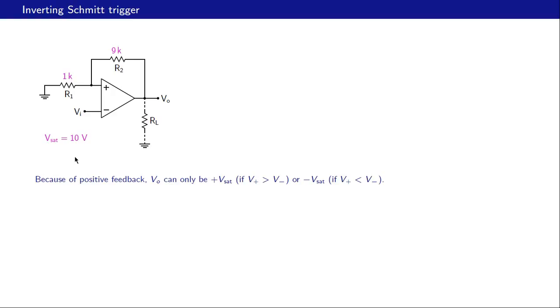Now as we have seen, because of positive feedback, VO can only be either plus Vsat or minus Vsat. It will be plus Vsat if V plus is greater than V minus, otherwise it will be minus Vsat. Now let us take an example, say Vi equal to 5 volts, so we have 5 volts here, and figure out whether the output would be plus Vsat or minus Vsat.